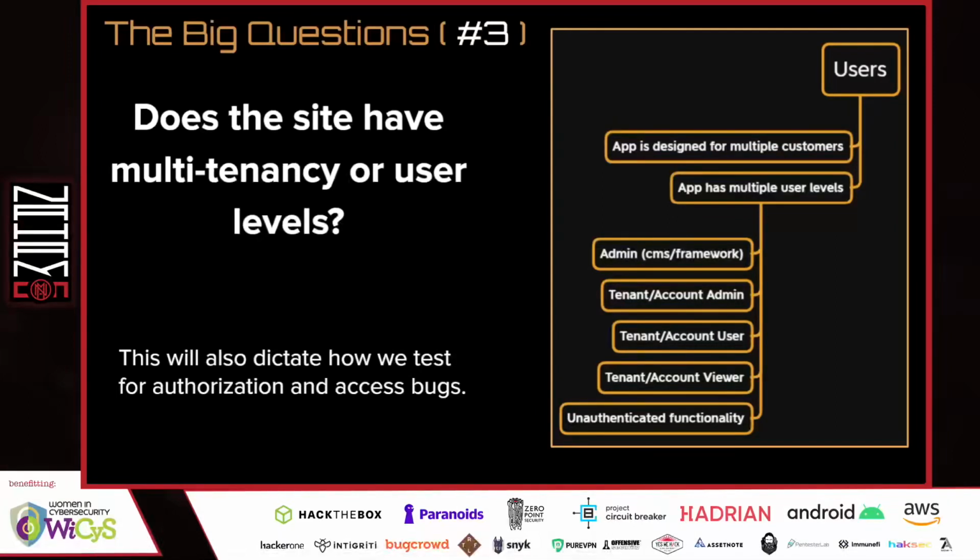And so these are IDORs and authorization bugs and API level bugs that give information disclosure. They're the kind of things that you see a lot these days. Anyway, so how does your site work?